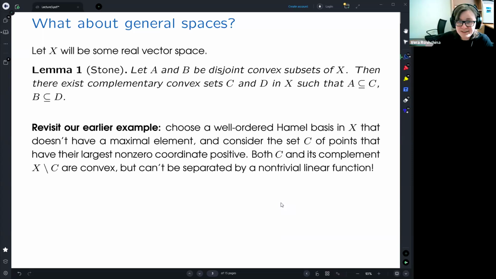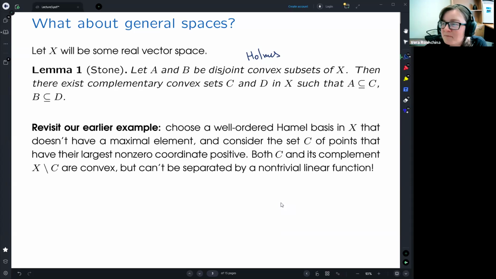So we have this lemma by Stone, Stone's lemma. It actually comes from Holmes. There's a really nice book by Holmes on analysis in infinite dimensional spaces. Don't remember what exactly it's called. It's a classic textbook from the 1970s. And suppose that in a general vector space, we have 2 disjoint convex subsets. Then the only thing we can say is that there exist complementary convex sets, C and D, in this space, such that one of those convex subsets will be in one of these complementary convex sets and the other one will be in the other.